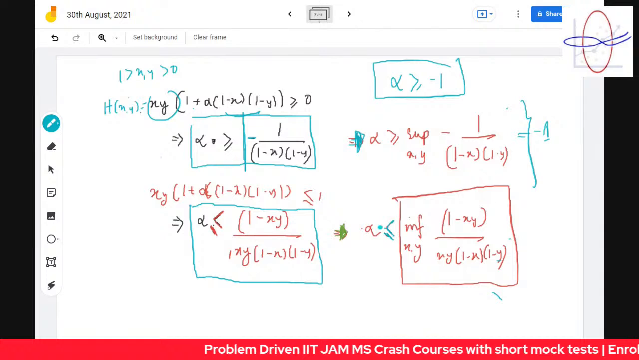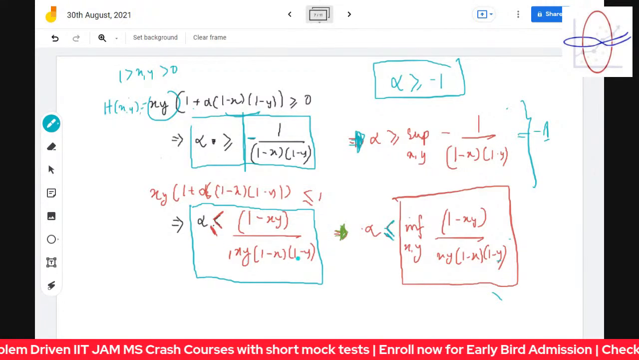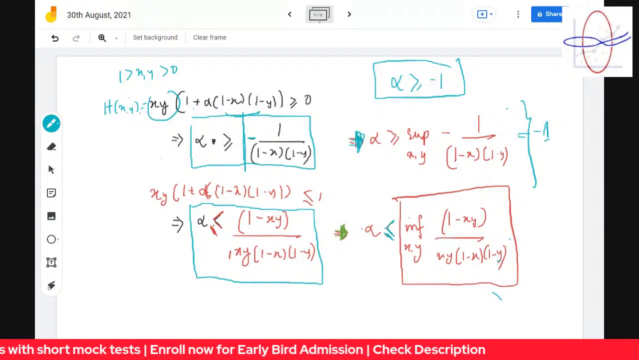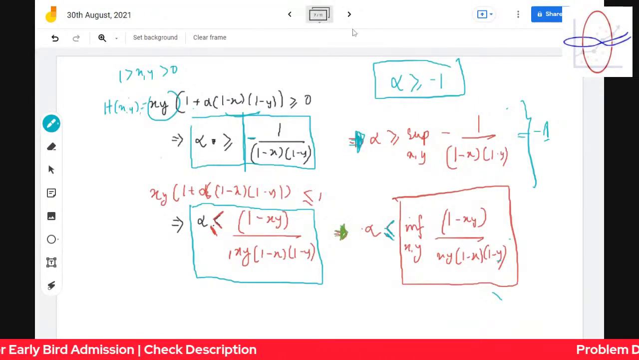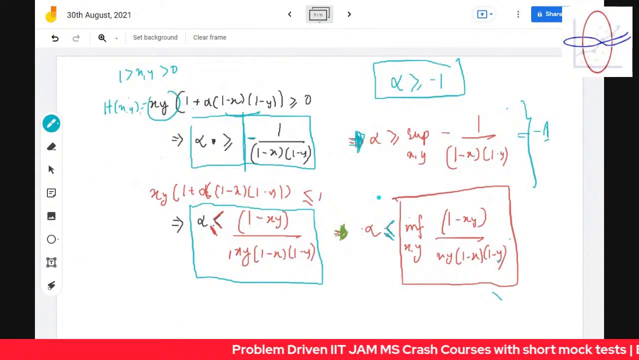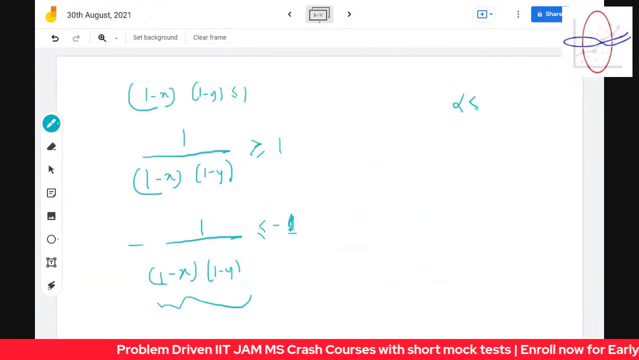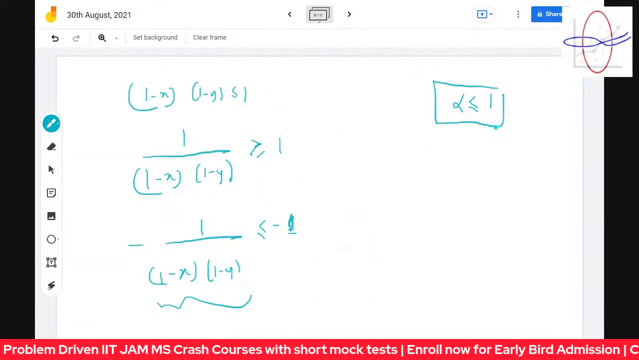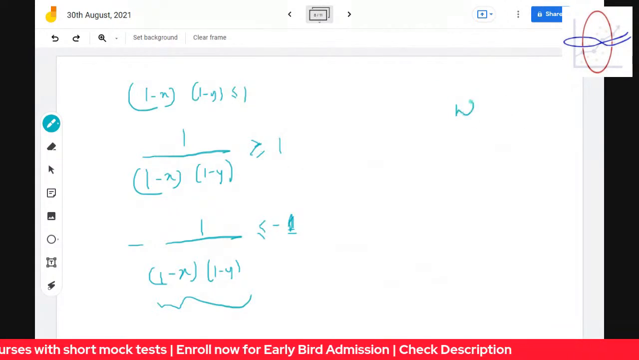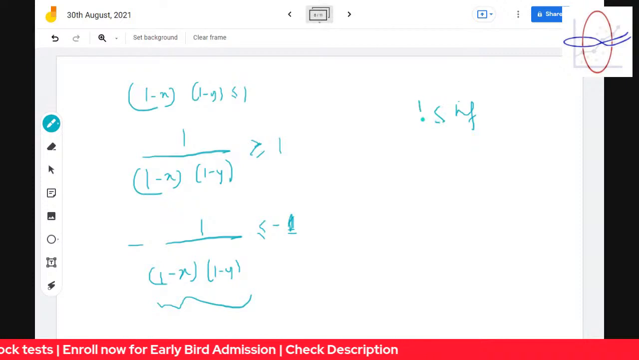Similarly, we're applying over here that alpha is less than equal to (1 minus xy) by xy into (1 minus x) into (1 minus y). So it turns out that alpha must be less than equal to the infimum of all the numbers. We'll try to find the infimum, and for that we need multivariable calculus, but let's not go into that. We want to show that alpha less than equal to 1 is a valid bound. That can only hold if the infimum is greater than equal to 1.